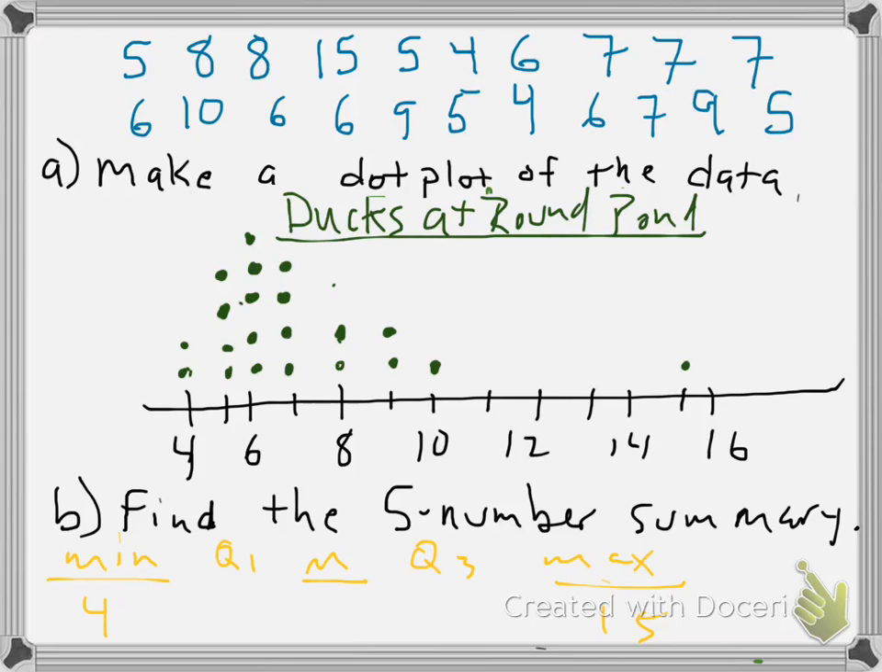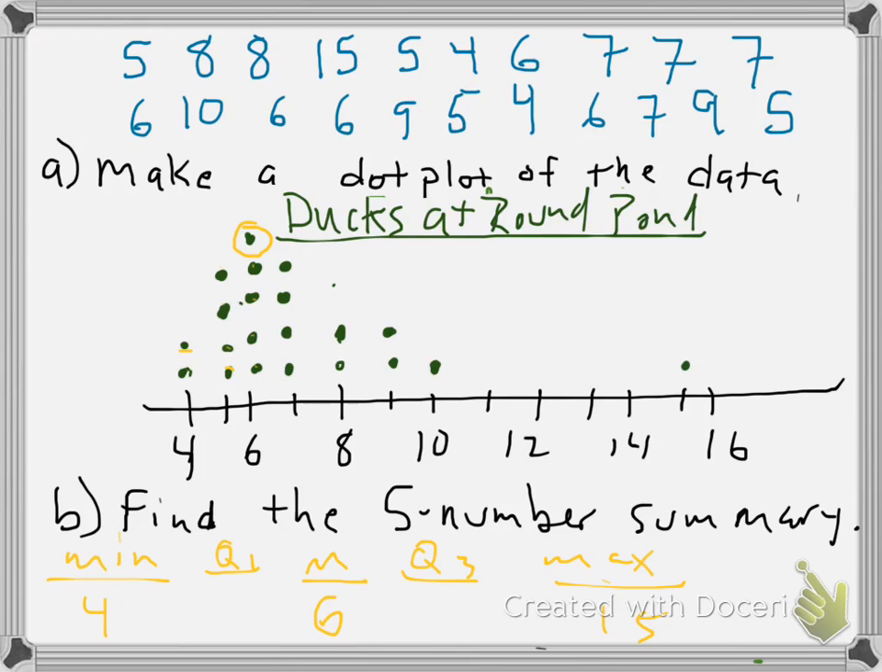So I'm going to count my 11 dots. So there's 1, 2, 3, 4, 5, 6, 7, 8, 9, 10, 11. That was my 11th dot. So that corresponds to the number 6. In other words, the median is 6 ducks, observing 6 ducks at Round Pond.